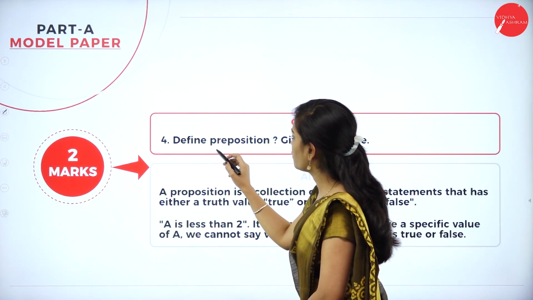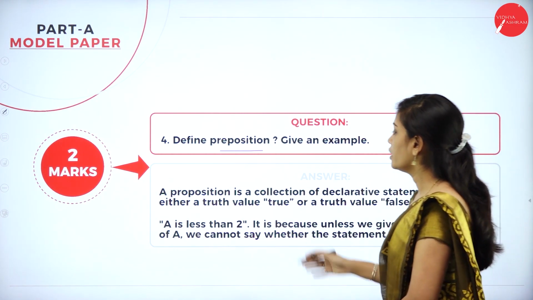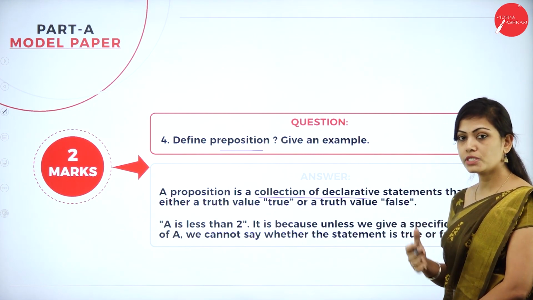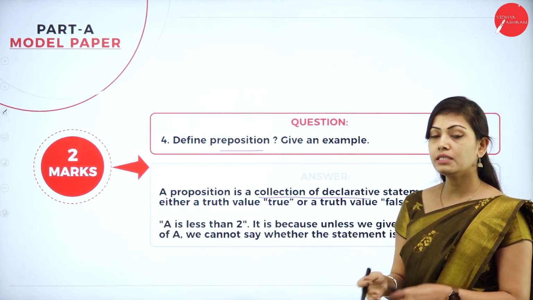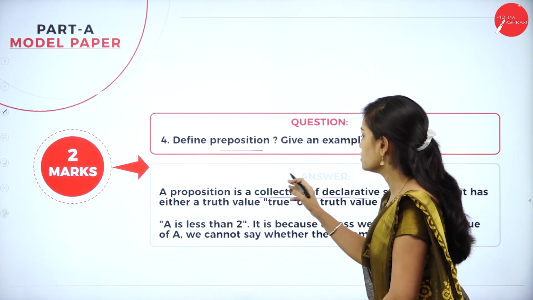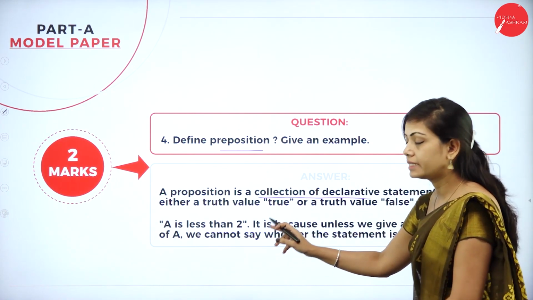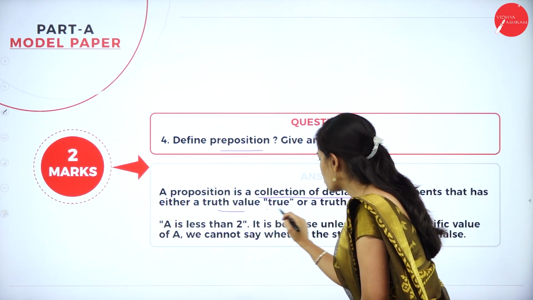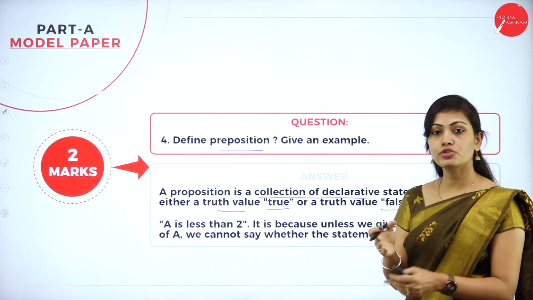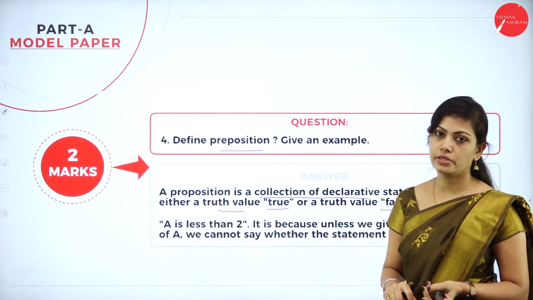And the next question is: define proposition, give an example. So what is a proposition? A proposition is a collection of declarative statements. Proposition means it's a statement, either the statement is true or it is false. So a proposition is a declarative statement that has a truth value, either true or false. That is called a proposition.